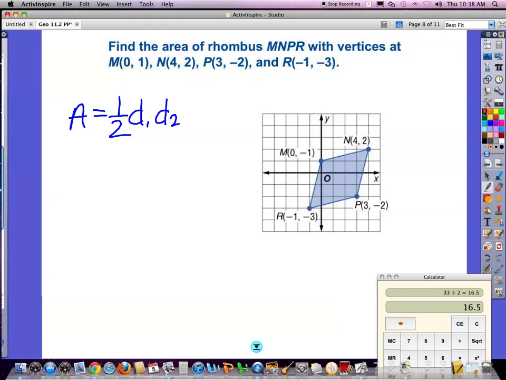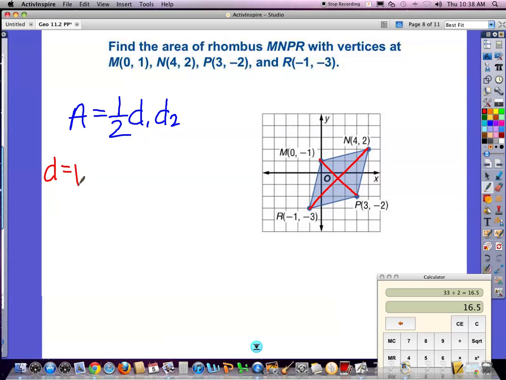All right, let's look at my picture here. D1, D2. How am I going to find the distance? It's not rise over run. Rise over run is slope. I actually have to use the old distance formula to figure it out.